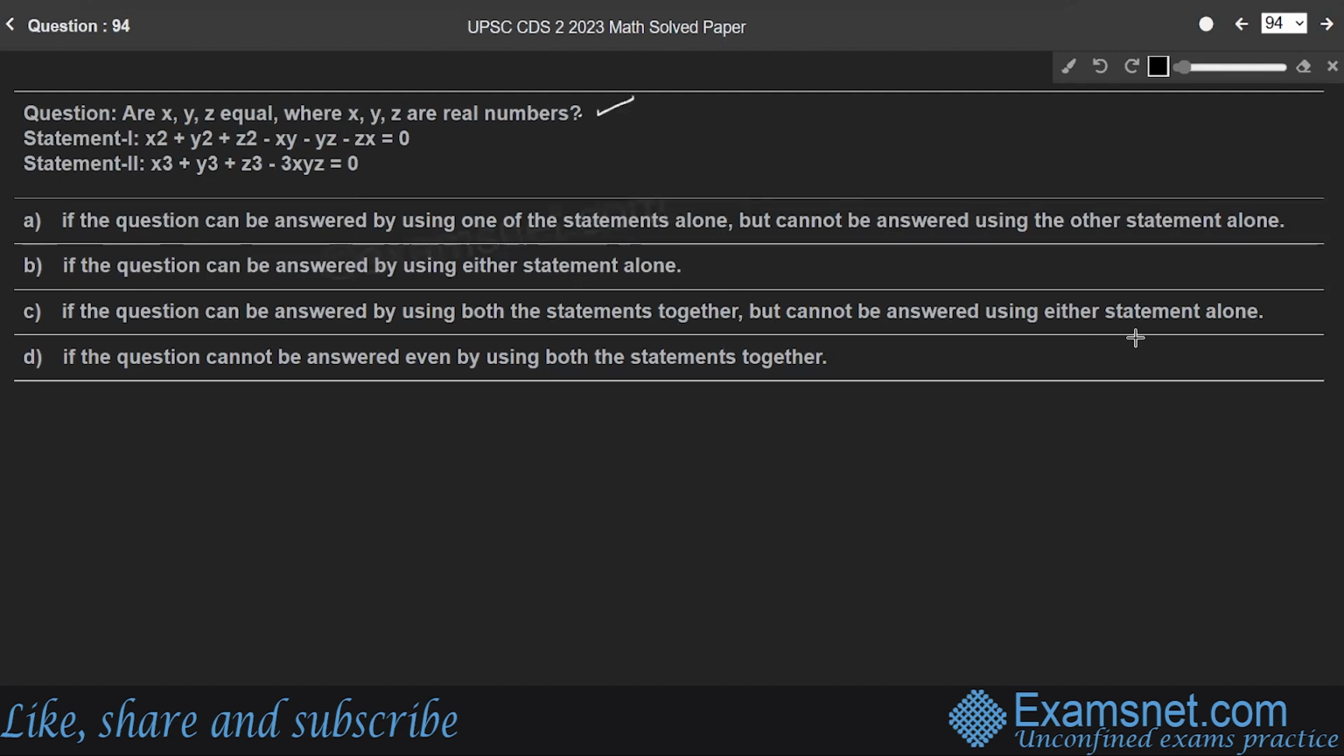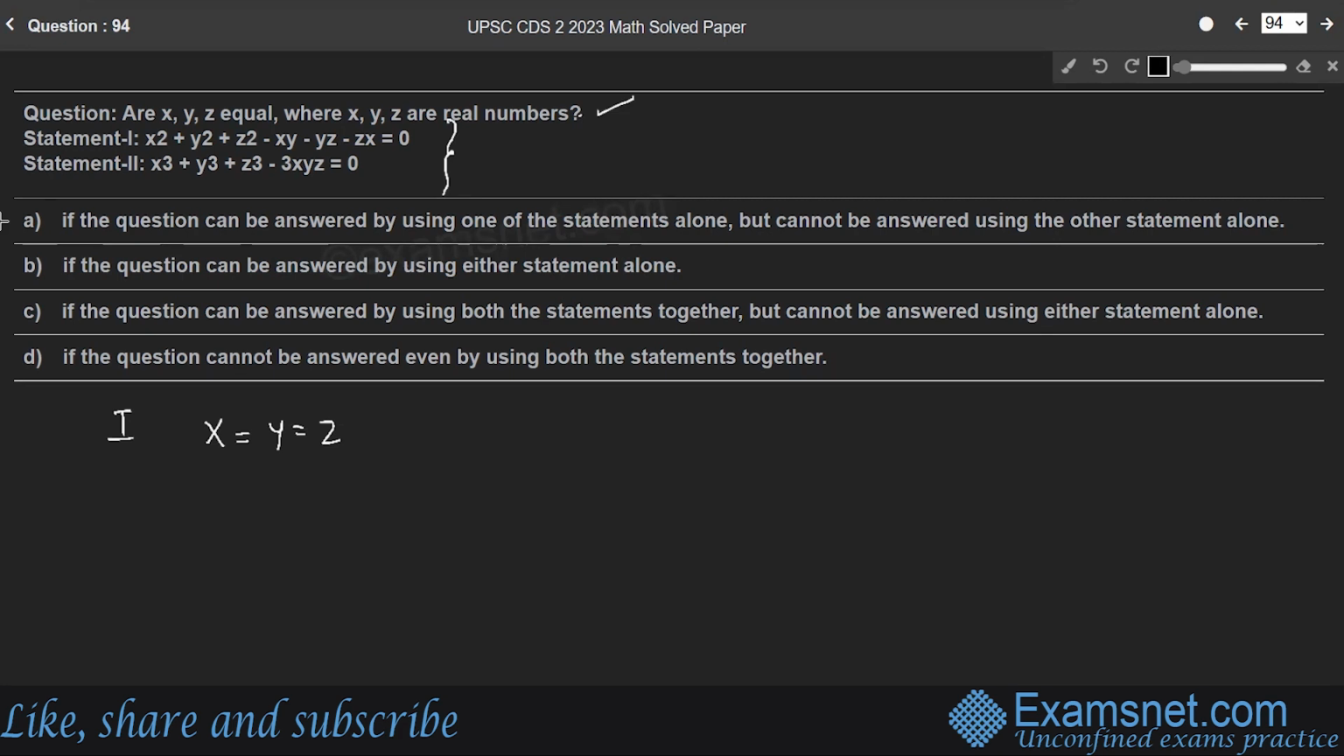Question 94. Are x, y, z equal, where x, y, z are real numbers? So how many statements are required? Both the statements or one of the statements, to answer this? Here we'll consider statement 1, according to which x square plus y square plus z square minus xy minus yz minus zx is equal to 0. So it is possible only when x is equal to y is equal to z, right?